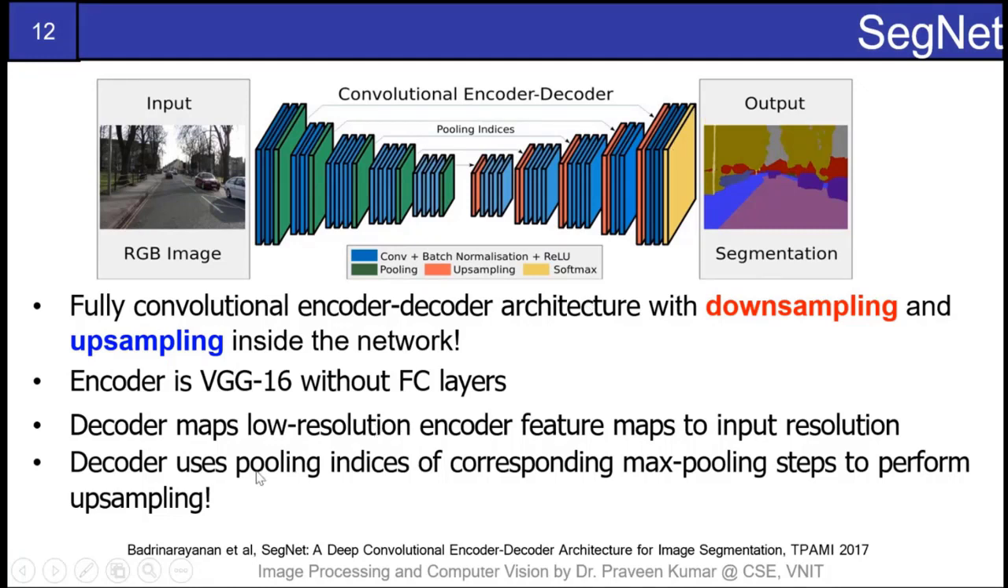And how does it do it? Basically, it uses the indices. During max pooling, if you remember, we take a 2 by 2 or 3 by 3 window and select the maximum location and just keep that and discard the other values. So out of those 2 by 2 or 3 by 3 locations, whichever location the output was kept from, those indices are preserved, and that index information is used to do the upsampling.